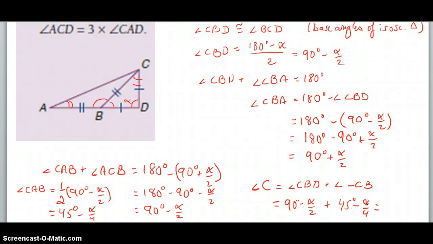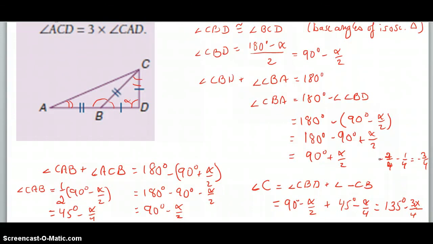Okay, and let's simplify again. 90 plus 45 is 135 degrees. And then minus a half minus 1/4 is minus 3/4, because minus a half can be written as 2 over 4. So minus 2 take away 1, that's negative 3. So we get negative 3 alpha quarters. So there's an alpha here too. Right, and now I'm almost done.